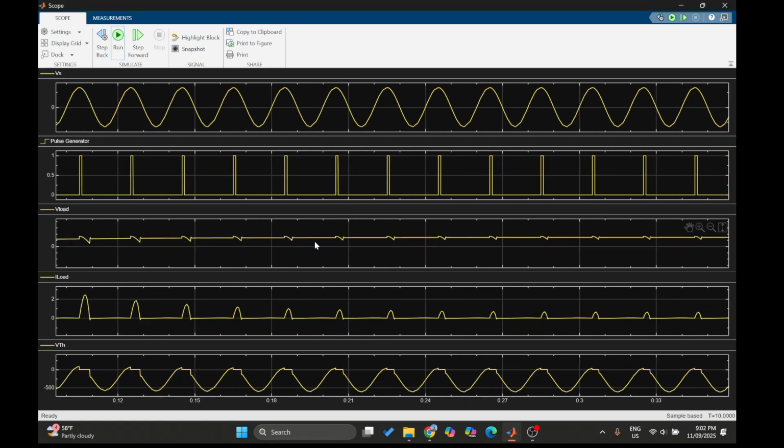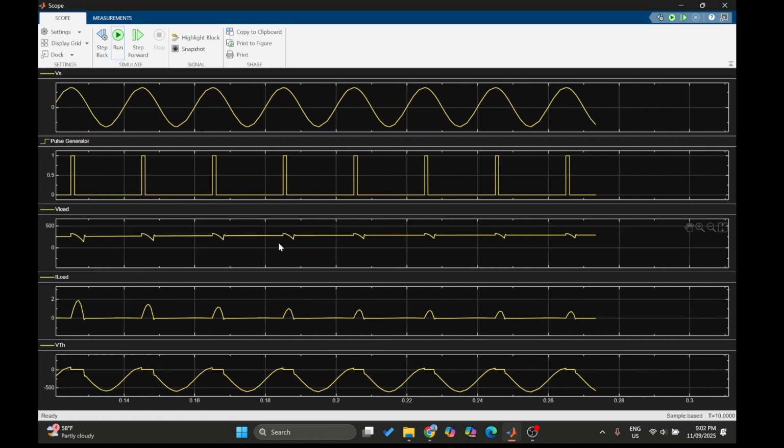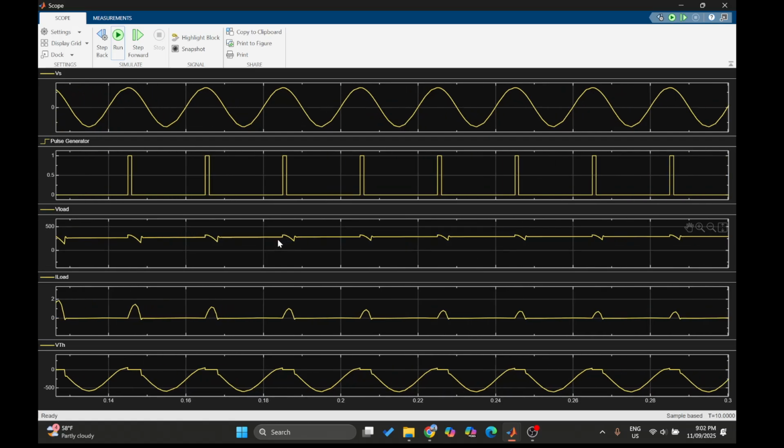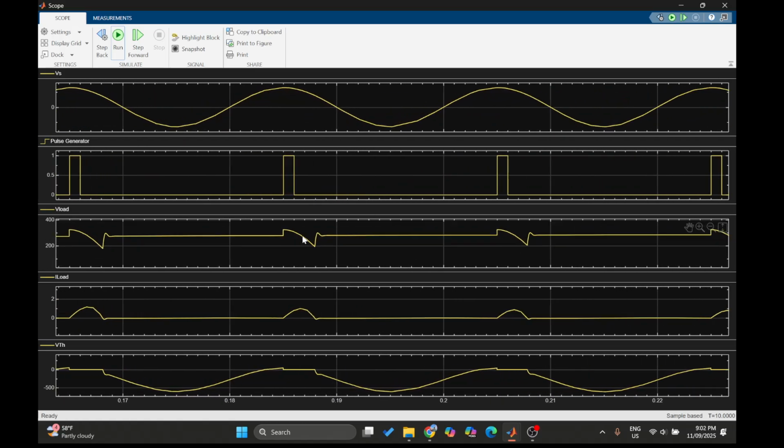And you can see that even the conduction period of the thyristor is small. ED opposes the source and overall current magnitude is reduced, and it behaves like a motor.